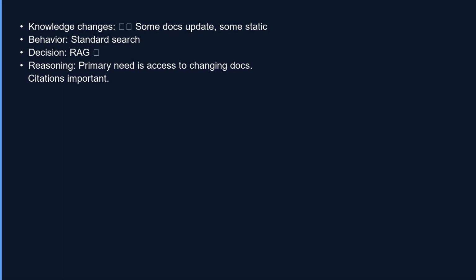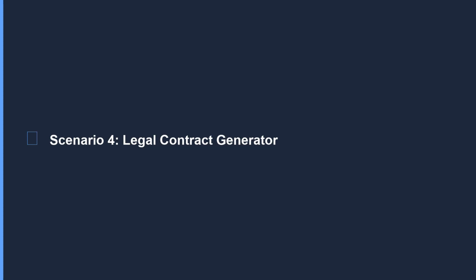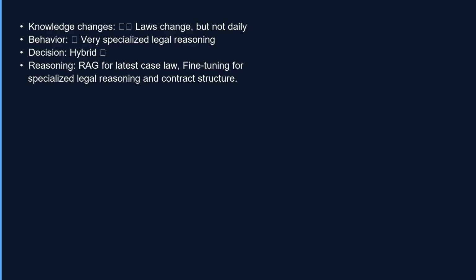Knowledge changes: some docs update, some static; behavior, standard search; decision, retrieval augmented generation; reasoning, primary need is access to changing docs. Citations important. Knowledge changes, laws change, but not daily. Behavior, very specialized legal reasoning. Decision, hybrid. Reasoning, retrieval augmented generation for latest case law, fine-tuning for specialized legal reasoning and contract structure.